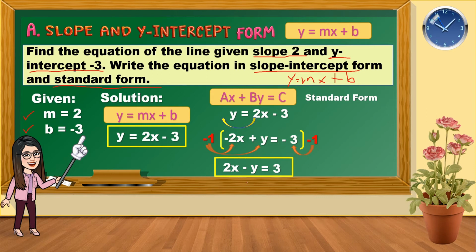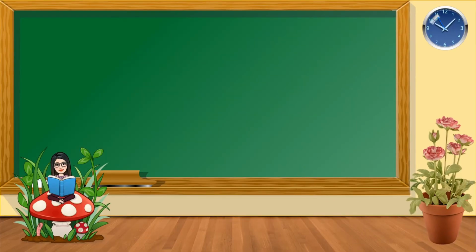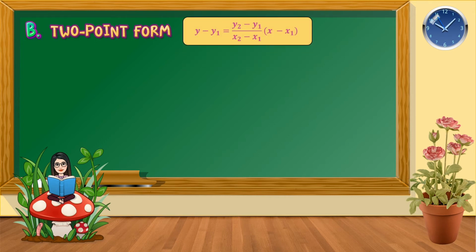Okay. So, let's move on with the second pattern. Our second pattern is the two-point form. Two-point form, the formula is y minus y sub 1 equals y sub 2 minus y sub 1 over x sub 2 minus x sub 1 times the quantity of x minus x sub 1. So, dito medyo mahaba yung ating formula. Pero, if we will follow the pattern or the formula, we can easily find the equation of a line.